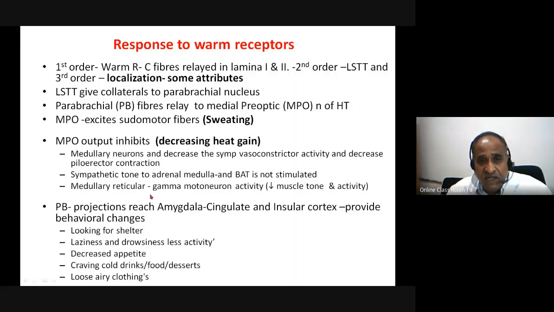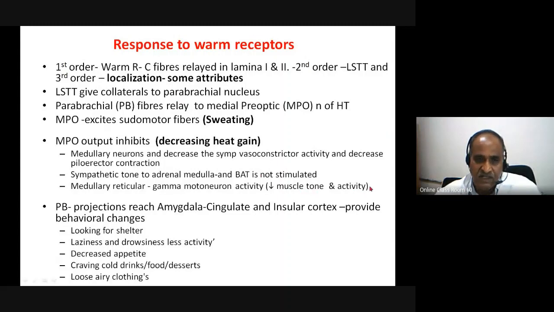Then the medullary reticular system: it suppresses the medullary reticular system, or in other words, it does not activate the medullary reticular system. In turn, the gamma motor neuron activity is diminished, so there is decreased muscle tone and decreased muscle activity. What happens when you have the heat? You just want to relax. You just want to spread out, throw your limbs, something like that.